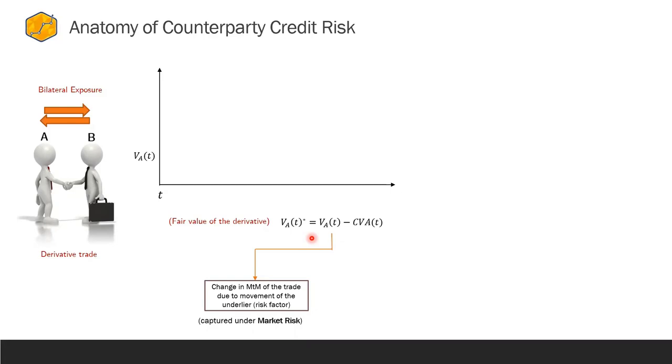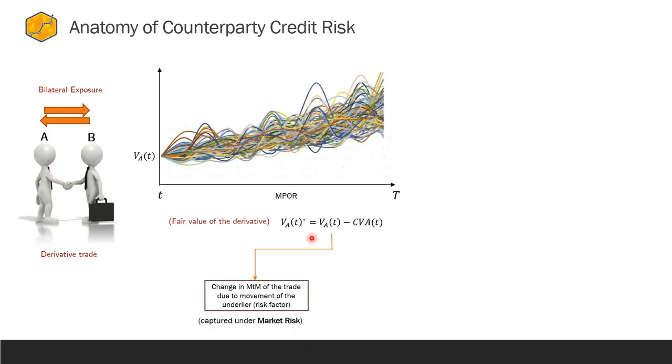Okay. The second part of the risk is that the counterparty can default. Counterparty can default as in he will not pay back the money. If he owes us, he will not pay back the money. Now, we don't know when the counterparty will default. In credit risk, we typically take a 1 year PD, right? Here, we don't know when the counterparty will default. So there is a concept called MPOR, margin period of risk. Okay, so there is a calculation of that.